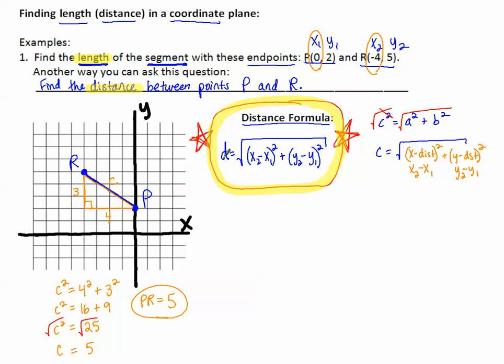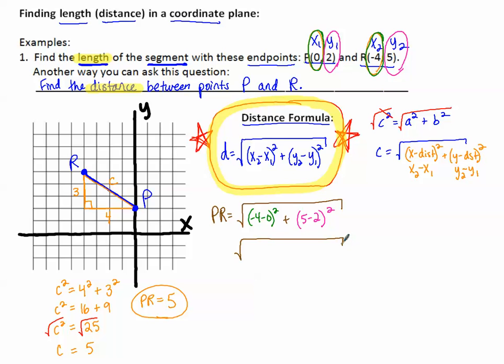Now d is the distance, but in this case I know the endpoints. So I'm going to write PR equals square root. Now let's look at the x coordinates. The x coordinates are 0 and -4. So I'm going to do the -4 minus 0 and square it. Plus, now it's the y coordinates. So I'm going to look at the y coordinates, 5 and 2. So 5 minus 2 and square it. Now let's simplify that. Don't forget to keep writing square root so you don't forget to take it.